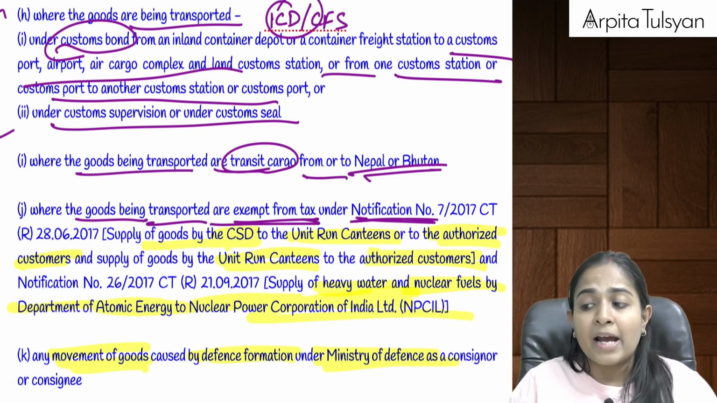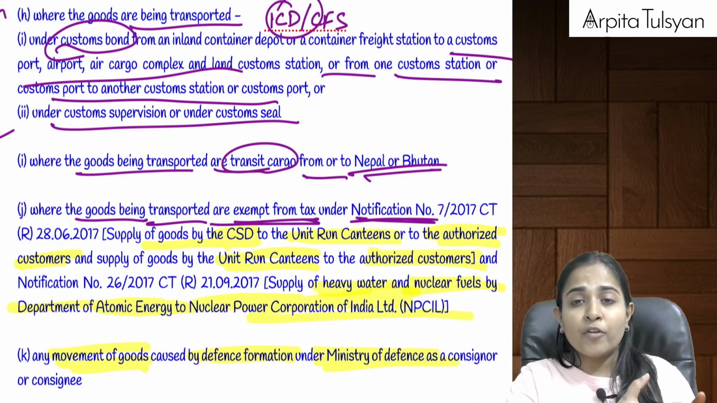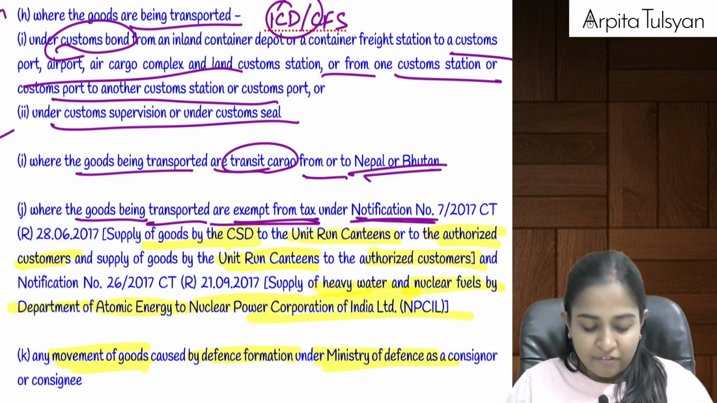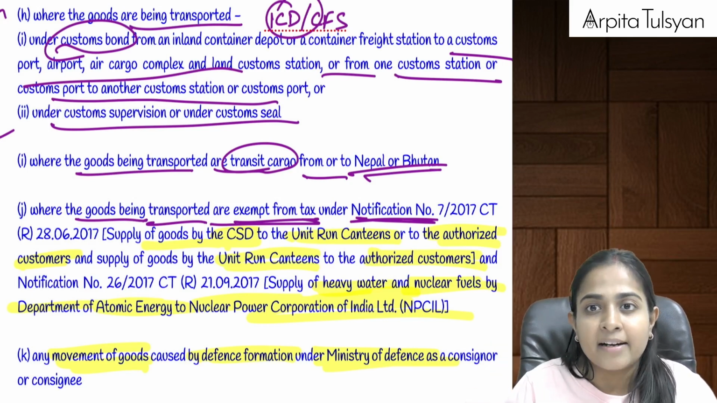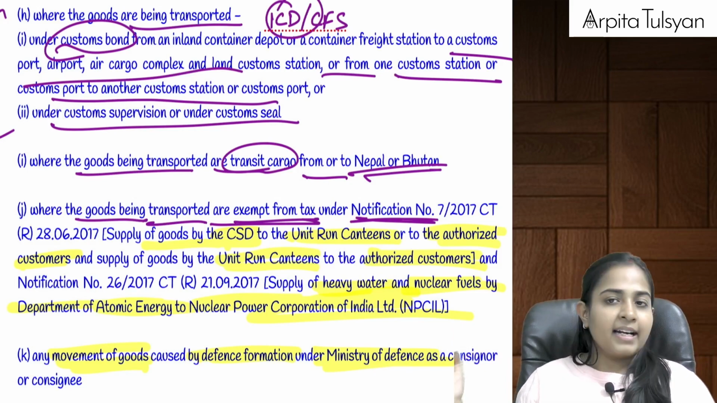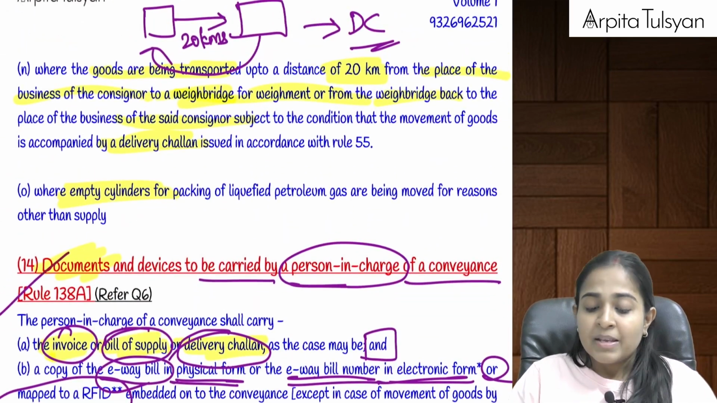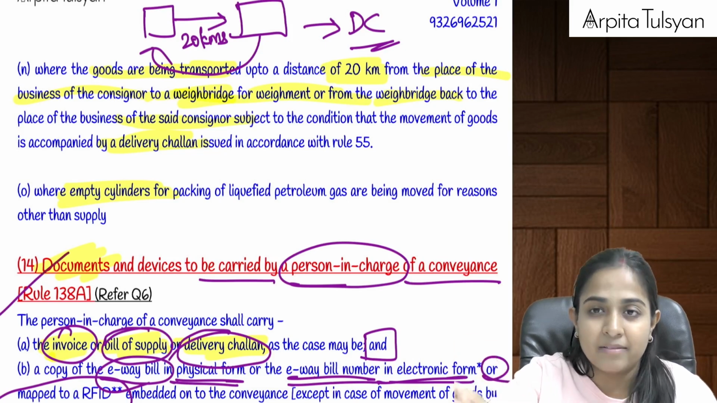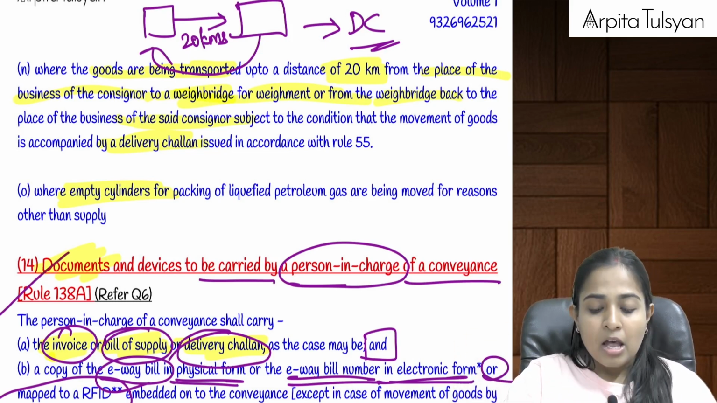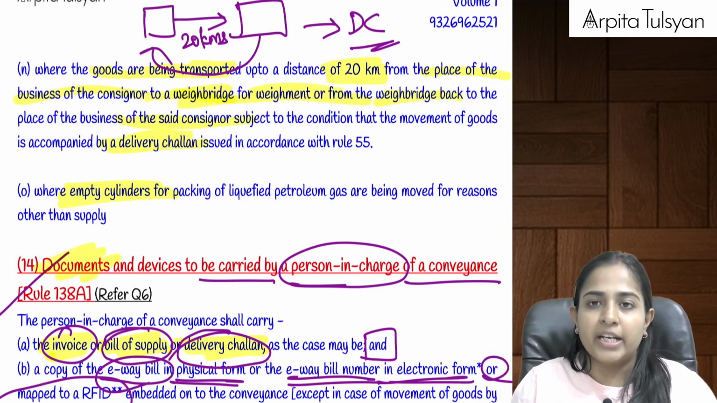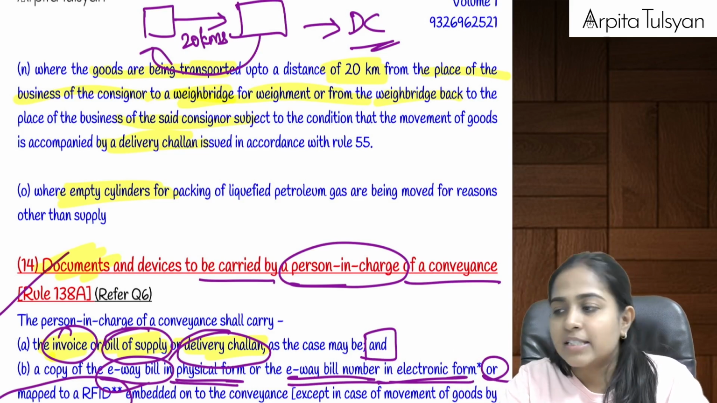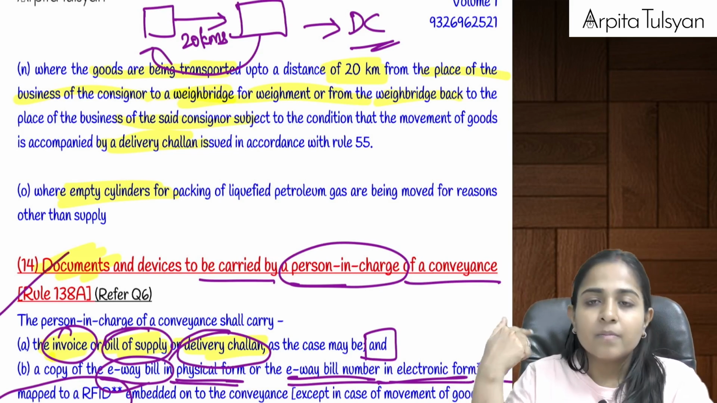Any goods which are exempted from tax under some special notifications, for example supply of heavy water and nuclear fuels by the Department of Atomic Energy to NPCIL, or whenever there is a supply of goods to army canteens, etc., no e-way bill is required. Or whenever there is any defense material transportation by the Ministry of Defense, secret mission, no e-way bill is required. Similarly, when the goods are being transported from the consignor's premises to a place where the goods are going to be weighed, a weighment bridge, or weigh bridge, from my place to the weigh bridge only for the purpose of weight, and the distance is up to 20 kilometers, or vice versa, the distance from the weigh bridge to our premises is up to 20 kilometers.